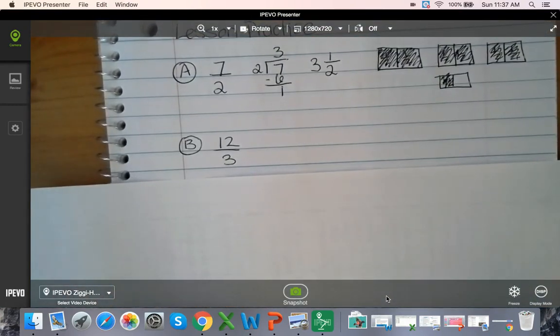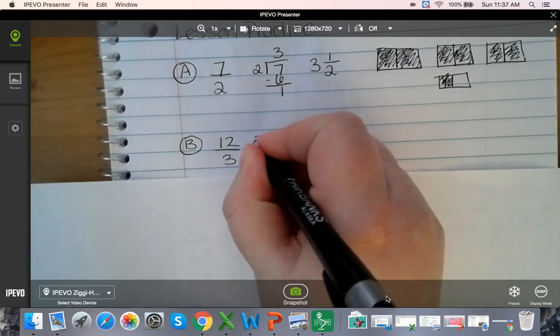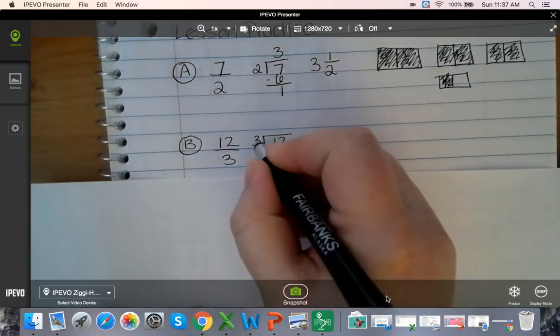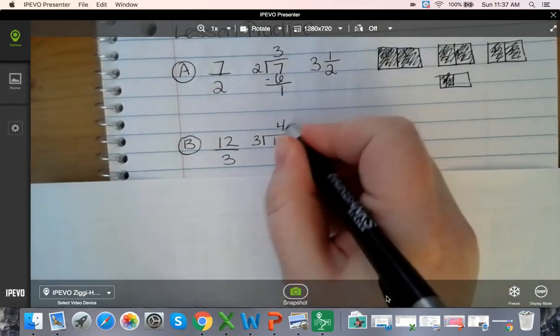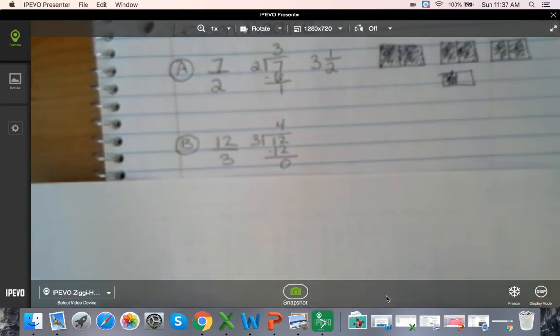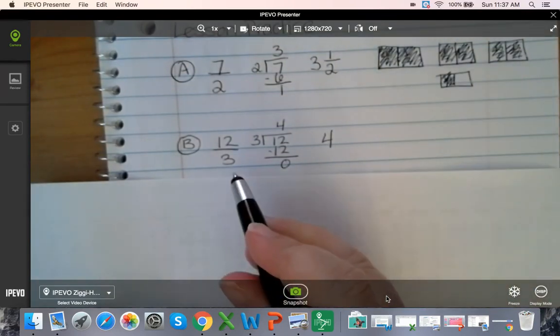Letter B says 12 thirds. So if I take 12 and divide it by 3, some of you are probably saying, wait a minute, this looks like it's going to be a whole number, which it is, because 3 goes into 12 4 times and it goes equally. When that happens and we don't have any remainders, I'm going to say it is just 4 wholes, but we still need to draw the picture.